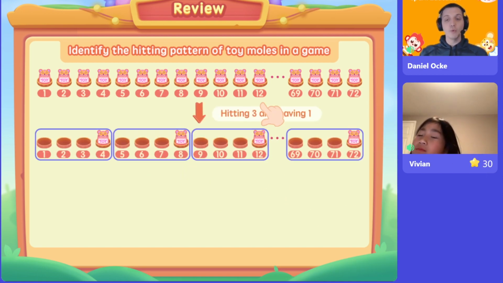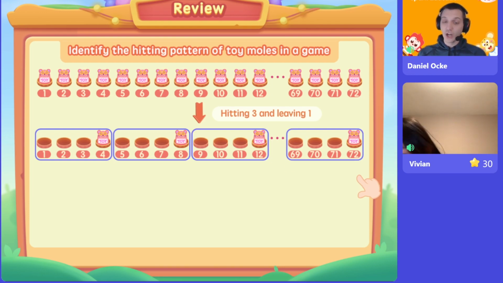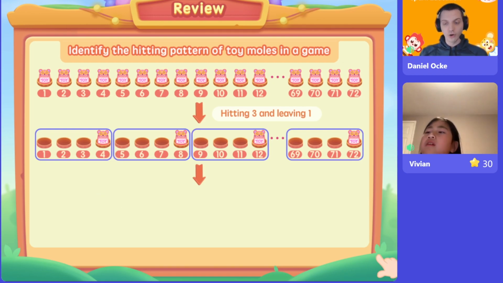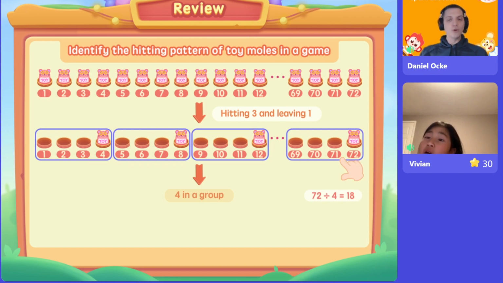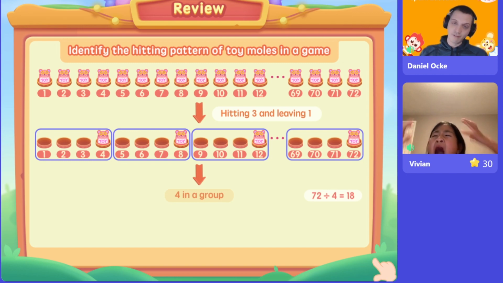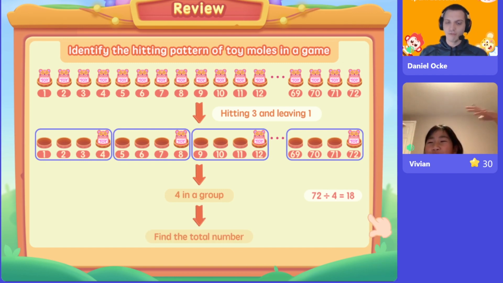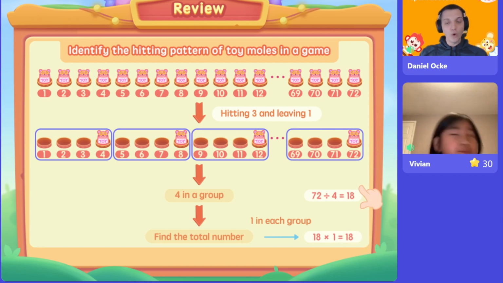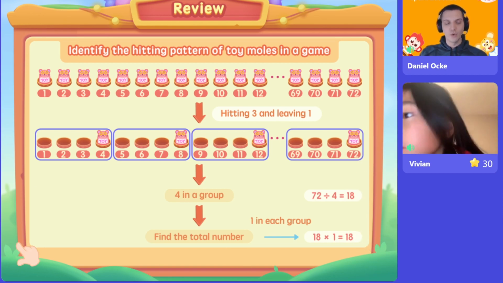So then if we wanted to figure out how many are in a group, 4 terms make up a group. 3 holes, 1 mole. That's what gets repeated over and over again. Okay, so if there's 4 total in the group, we knew that we were trying to find what 72 would be, so we can take 72, divide it by 4 and get 18 for our final answer there. We multiplied it by 1 because we had 1 mole in each one of those groups.